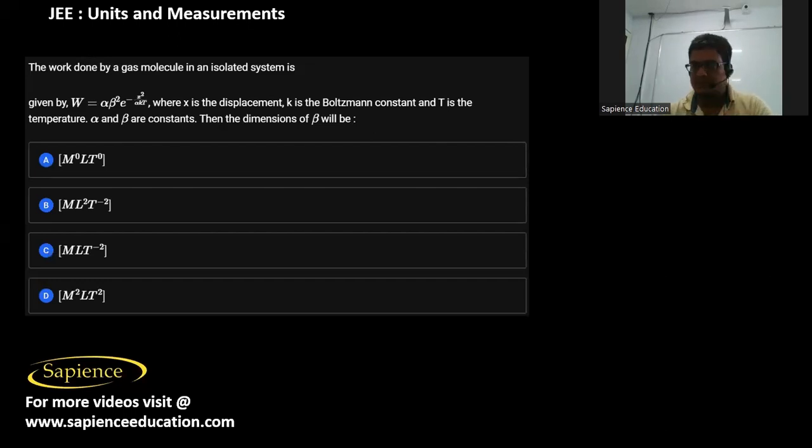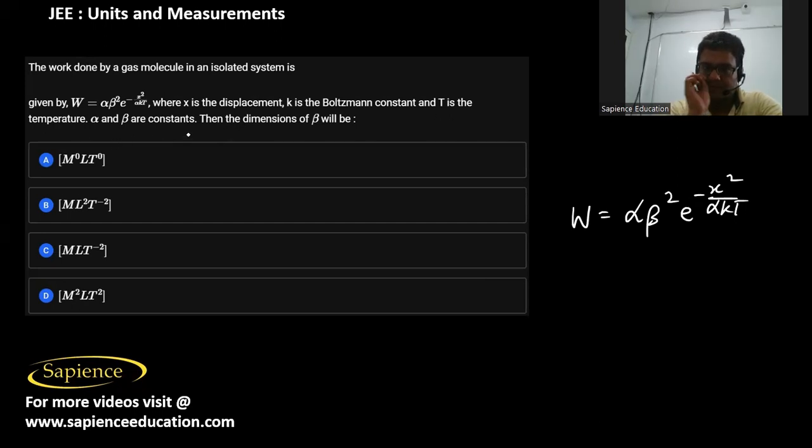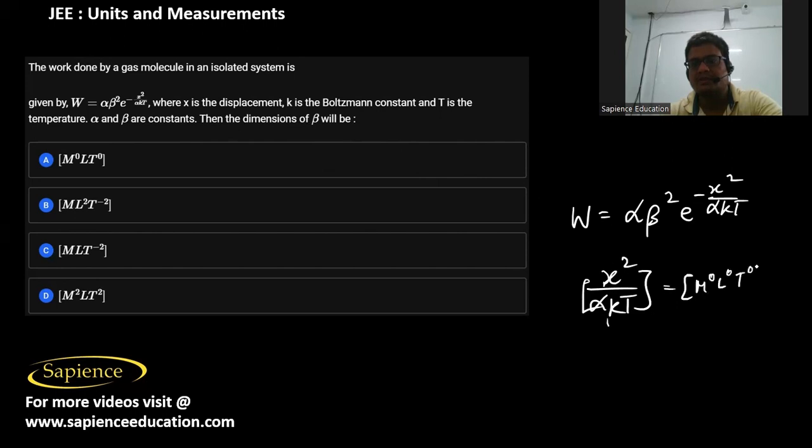Then here it is told the work done by a gas molecule in an isolated system is given as W equal to alpha beta square e power minus x square by alpha kt, where x is the displacement, k is the Boltzmann constant, t is the temperature, and alpha and beta are constants. The dimension of beta we have to find. So here x square by alpha kt will be dimensionless. So it will be dimensionless, which is m power 0, l power 0, t power 0.